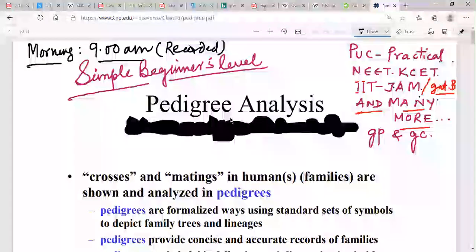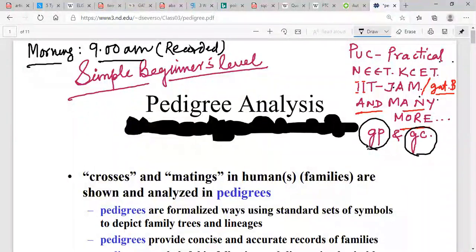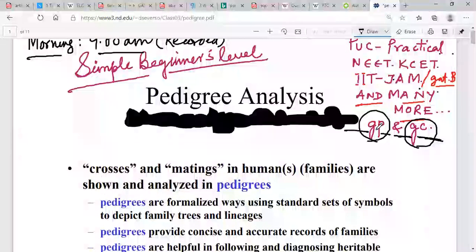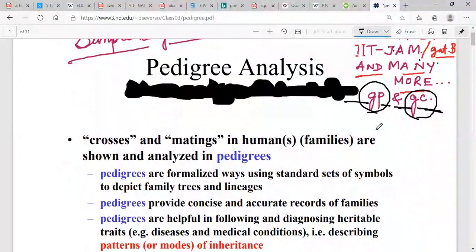So today's video will deal with the simple and beginner level. Also, you can go for genetic practical and genetic counseling. The counseling part is very important. For example, suppose you have a family pedigree and you know this person's ancestors suffered from hemophilia or any genetic disorder like color blindness, so in that way you can decide the probability of inheriting a certain genetic trait to its offspring. So let's come to the definition of it.